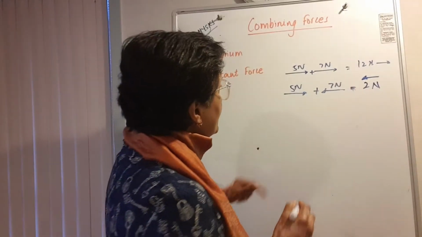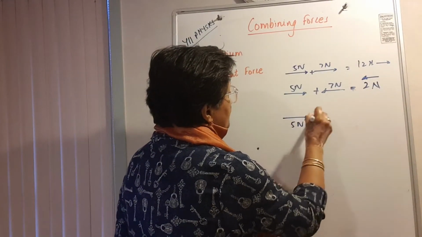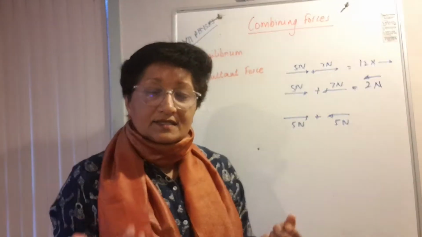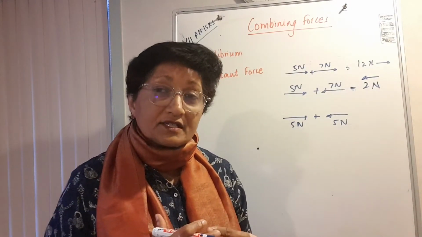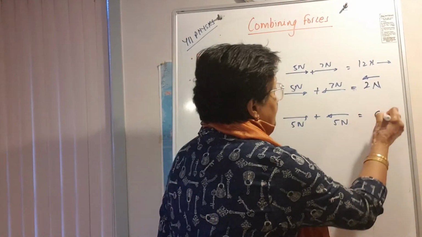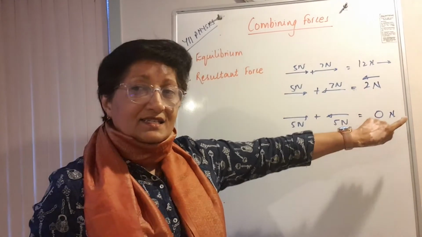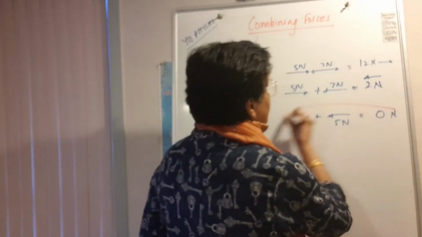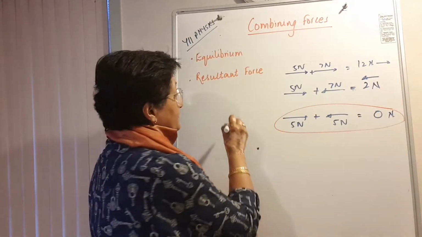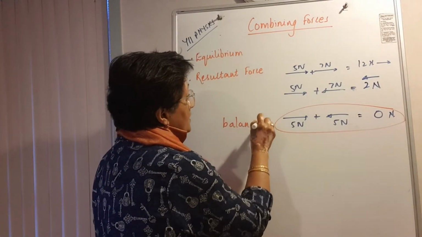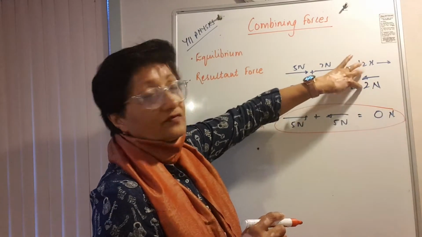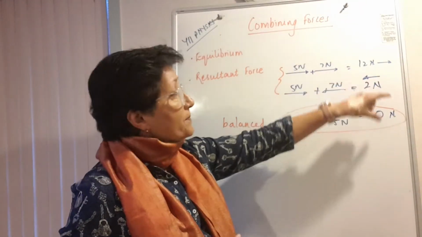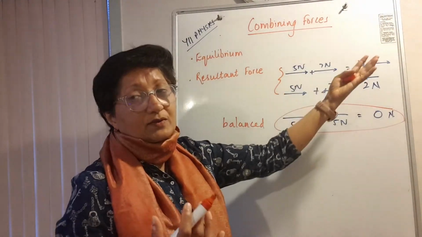Now suppose you had 5 newtons this way and 5 newtons the opposite way. When you add them up, the sizes of the forces are the same, but they're acting in opposite directions, so you end up with 0 newtons. That means the resultant is 0. When you have a situation like this, we say that the forces are balanced. When you have a leftover force, like in the earlier two examples, we say that the resultant force is not 0, but some number with a direction.